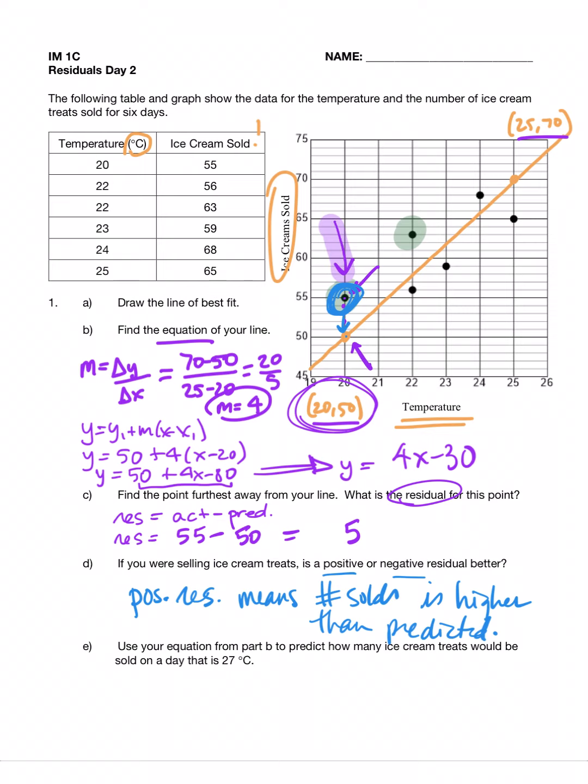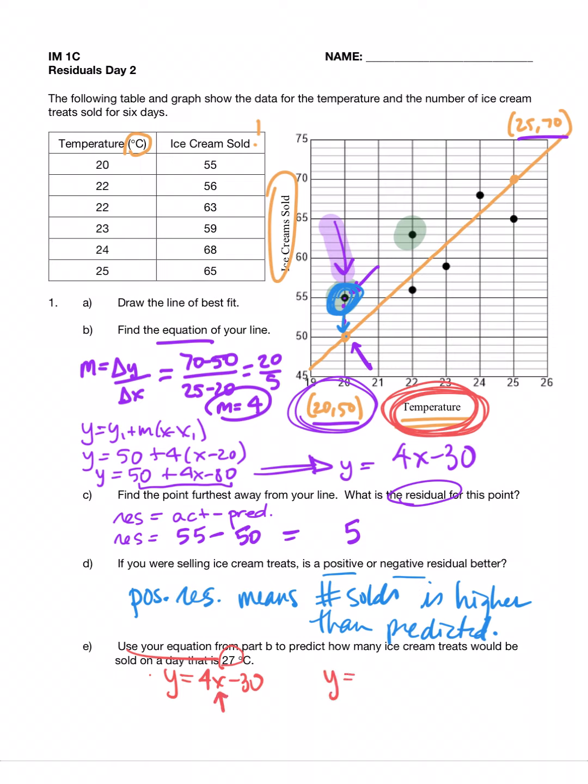Okay, so now I'm on question E. It says use your equation. So let me write my equation one more time. Y is equal to 4x minus 30 to predict how many ice cream treats would be sold on a day that's 27 degrees. Okay, so notice over here, this is the x-axis. Temperature is on the x-axis. So that means I need to put 27 right in there.